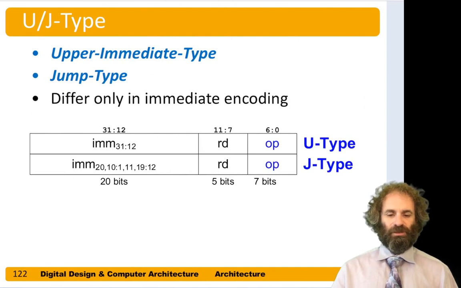U and J-type instructions are also similar. They have an op, a destination register, and a 20-bit immediate. U-type instructions are used for load upper immediate. J-type are for jumps. U-type takes a 20-bit immediate that is just in the upper 20 bits, and it's the value that we want to load. J-type jumps are by an even amount, so there's no need to store the least significant bit, and they're munged in a kind of funny order here. And again, we'll see in a little bit why we do that funny order.